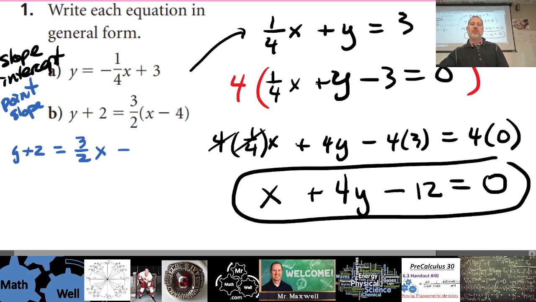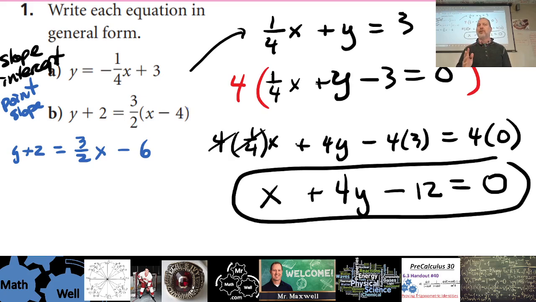Well, you can do 3 times 4 is 12, divided by 2 is 6. Or you can do 4 over 2 is just 2, so 3 times 2 is 6. Either way, that's how you multiply those things. Okay, all right. Now, when you get to this point, you have some options.